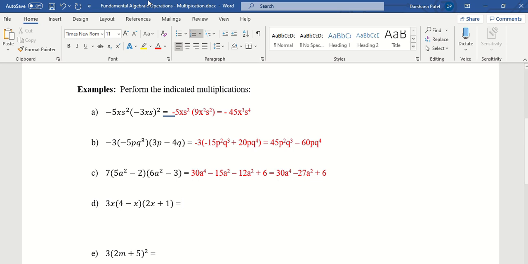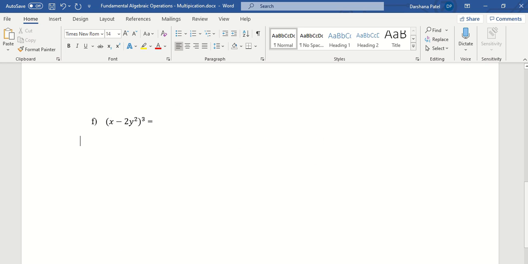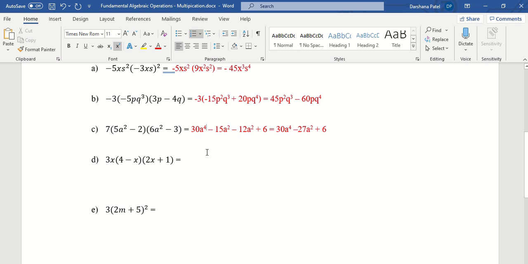Now for the next one, similar to the previous one, we can keep the first term as it is. So I can say this one right here is 3x. And then the other bracket we can simplify more by saying 4 times 2x will give me 8x. 4 times 1 will give me 4. So plus 4. Subtract x times 2x will give me 2x square. And lastly, we'll get minus x. 1 times x will give us minus x.